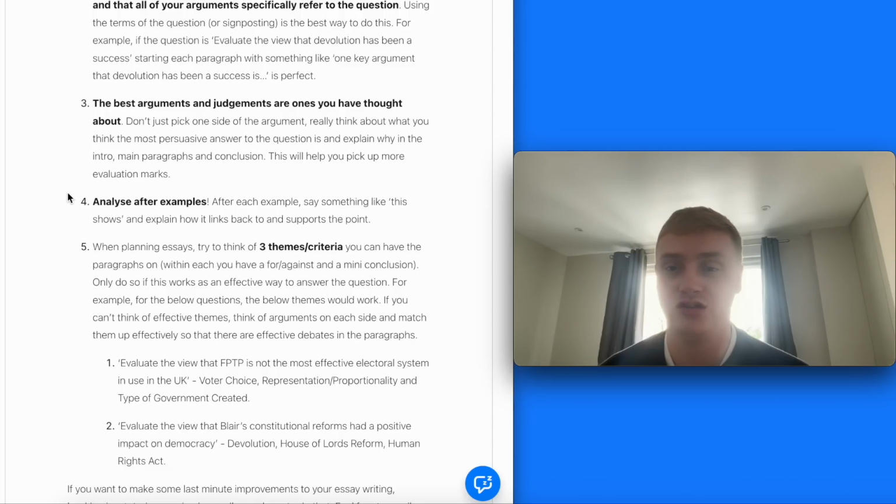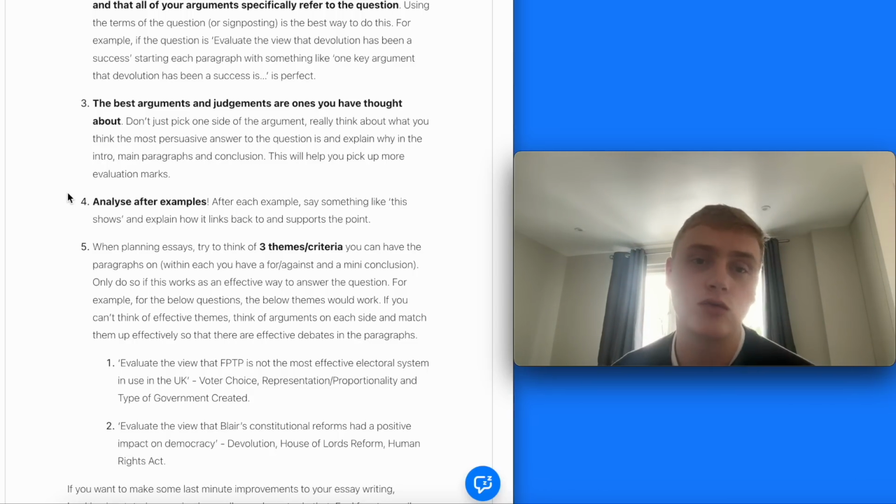And that's how you're going to push up to the top grades, because that's when you're going to get good evaluation, because you'll be able to fully explain it because you've thought of it. So it's like decisively answering the question and really thinking about it and being able to explain why you think that. And that will really help you come up with more evaluation marks.